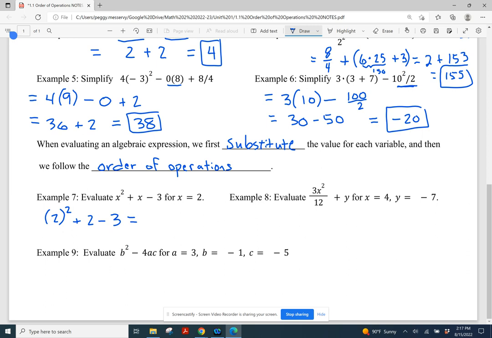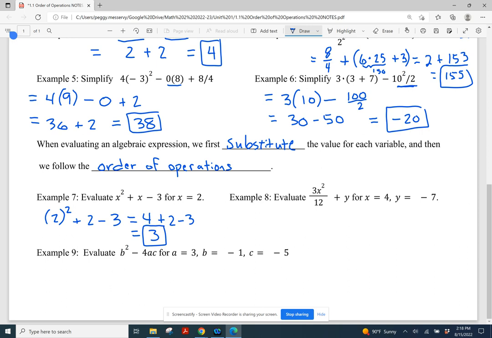follow order of operations. Well, 2 squared, I got to do that exponent. 2 squared is 2 times 2, which is 4. And then we're going to add 2, and we're going to subtract 3. And we're going to work left to right, since we don't have any other grouping symbols, no more parentheses. 4 plus 2 is 6. 6 take away 3 is 3. So our answer is 3.